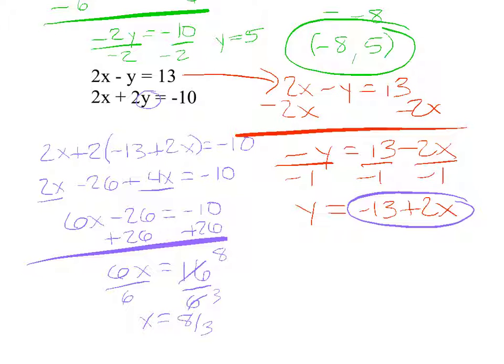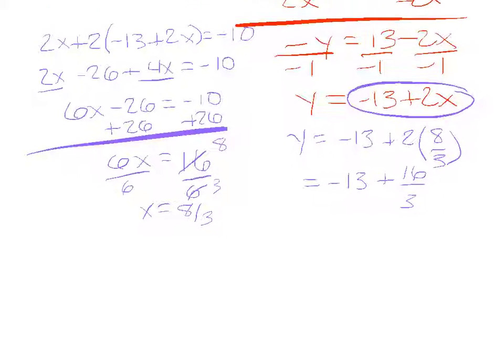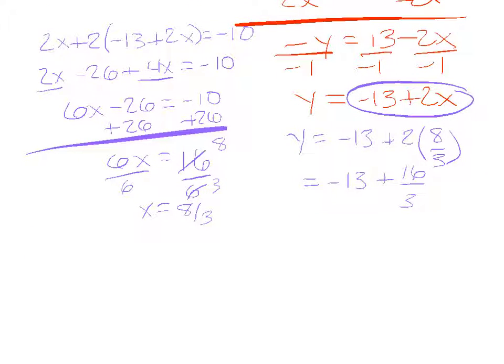Okay, now I'm going to take that 8/3. I got that x equals 8/3, so I'm going to plug it in for x back up here. That's the easiest place to do it. So y equals negative 13 plus 2 times 8/3, which equals negative 13 plus 16/3. Ew, ew, ew. All right. This is over 1, multiplied by 3.